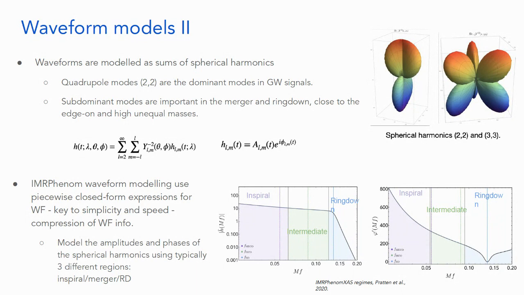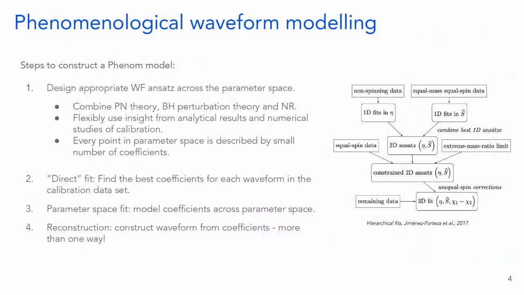We guess an ansatz for each of these six regimes, described by some coefficients, and these coefficients have to be fitted across the parameter space. So let's explain this a bit more in detail. As I said before, we propose waveform ansatz for the 6 different regimes, combining knowledge about post-Newtonian theory, black hole perturbation theory, and also numerical relativity.